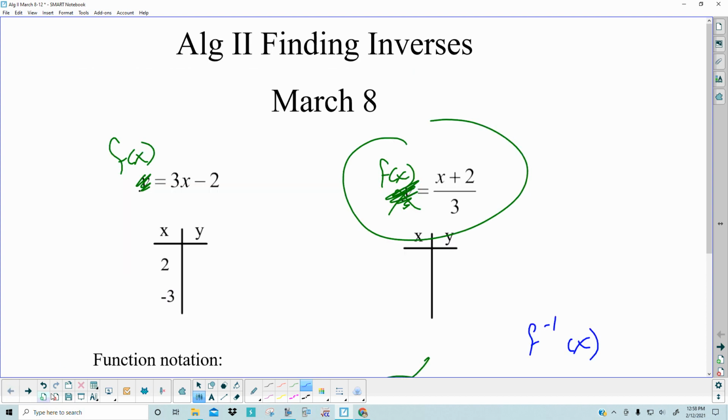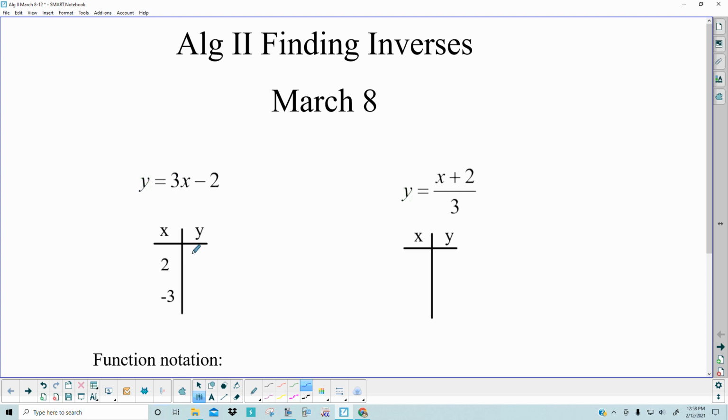Oh, let me go back. What I want you guys to notice from this, what was it? Filled in 2 and you got 4. Filled in the 4 as an x, and you got back a 2. What I want you to notice is, check out the x's and y's. Aren't the x's and y's just switched? Yeah, the x's and y's are switched.